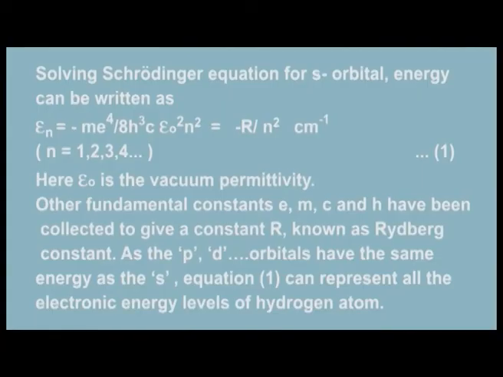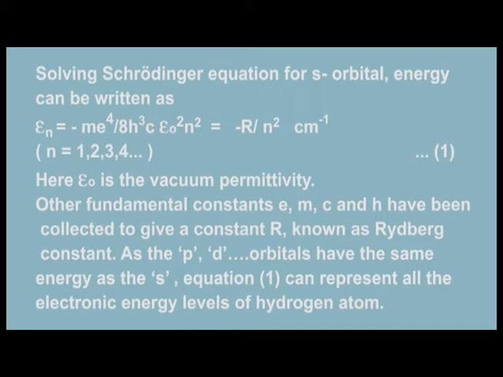Now, solving the Schrödinger equation for the s orbital, the energy can be written as epsilon n equals minus m e to the power 4 divided by 8 h cube c epsilon 0 square n square, which equals minus R by n square centimeter inverse, where n is equal to 1, 2, 3, 4. Here epsilon 0 is the vacuum permittivity and the other fundamental constants e, m, c and h have been collected to give a constant R, which is known as the Rydberg constant.